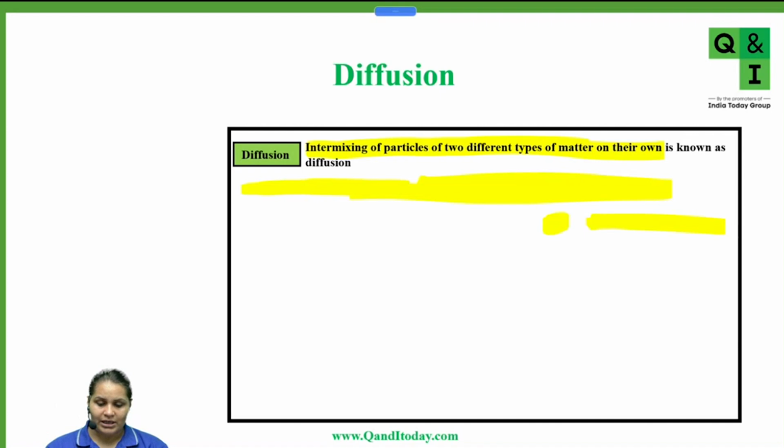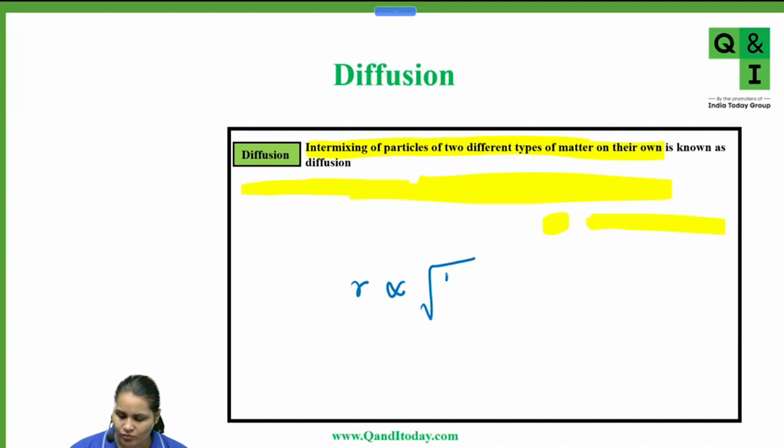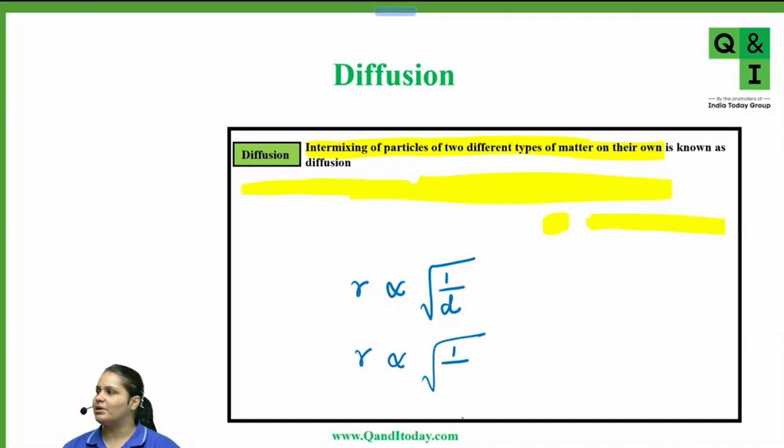One thing I would like to tell you about diffusion, this is out of syllabus, right? It is out of syllabus, but you should know something extra, that rate of diffusion is inversely proportional to the density of the substance. Or if I say gas, in terms of gas, I can say rate of diffusion is inversely proportional to the density of the gas. Okay? So do remember this. I hope you understand the meaning of inversely proportional.